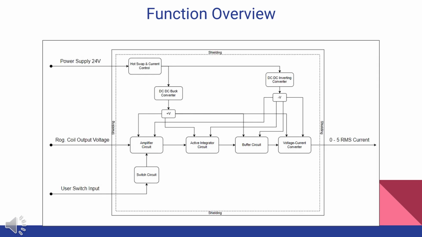Displayed here is the function structure diagram of the Rogowski Coil integrator. As you can see, there are three inputs: power supply of 24 volts, the output voltage of the coil, and the user switch input. And then there is a single output of 0 to 5 RMS current.